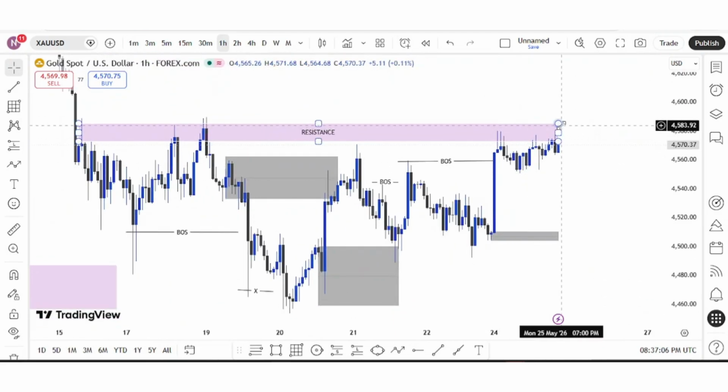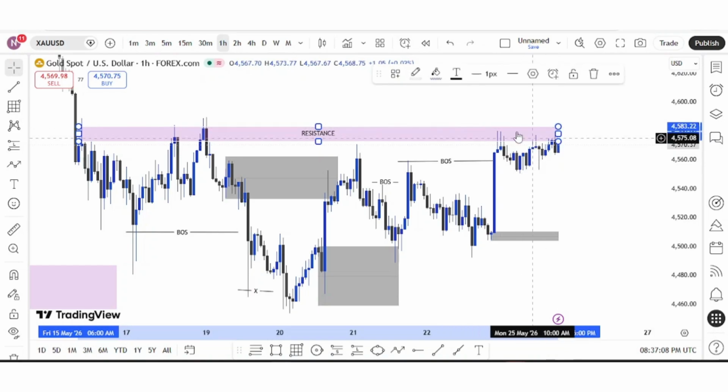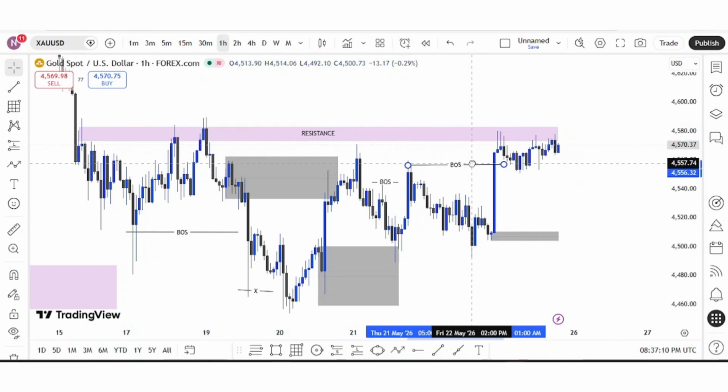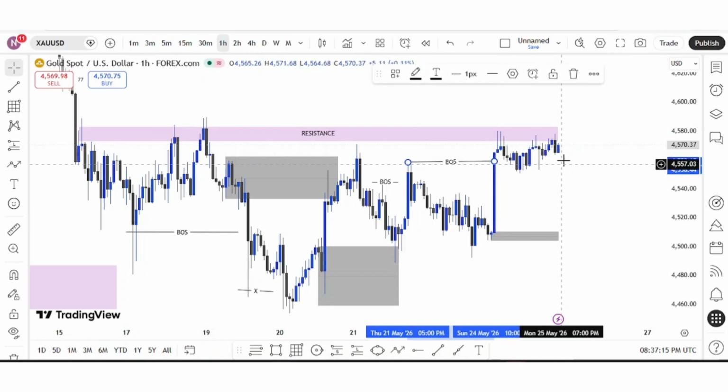But then if we want to catch this correctional move, because we've seen multiple rejections here, if we want to take a sell from here, we'll move down to the 30 minutes and the 15 minutes time frame to look for a change of character, that will be our confirmation that gold is ready to buy. So we can buy to this level depending on the momentum that price will create from this resistance level.